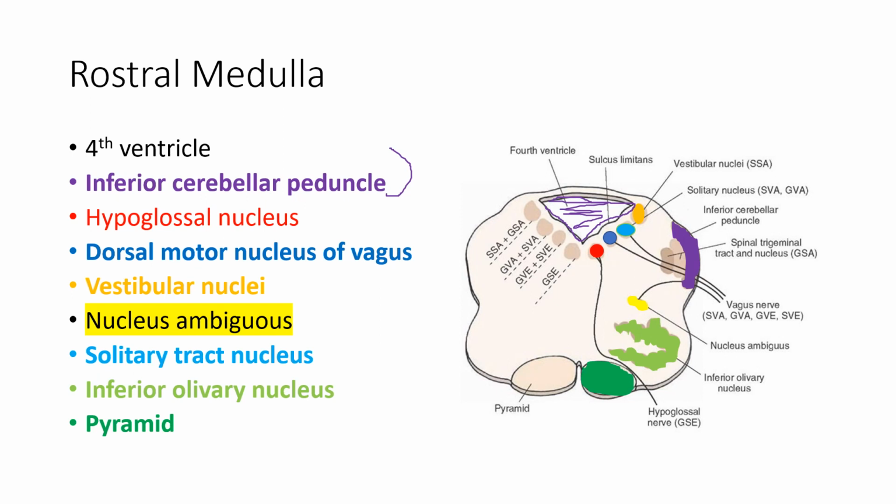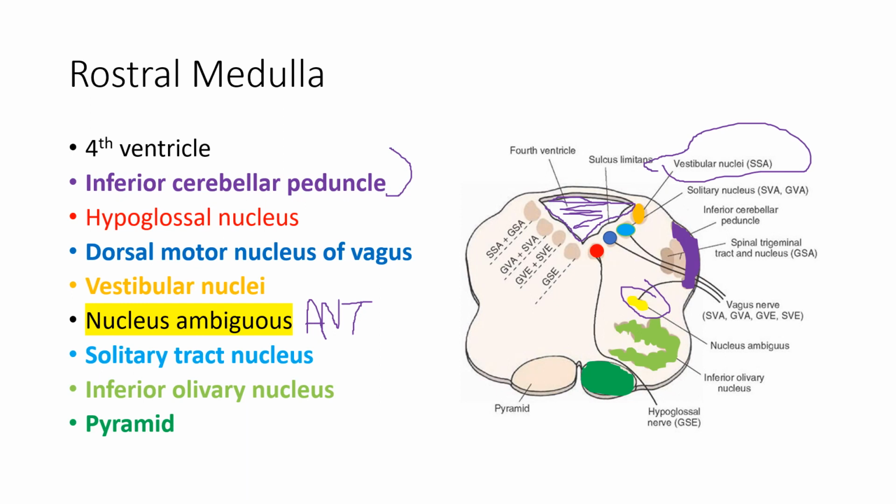Hypoglossal nucleus is in red. Dorsal motor nucleus of vagus in blue here. Vestibular nuclei is in orange here. Nucleus ambiguus, yellow. Okay, ambiguus is going to be 9 and 10. My mnemonic for that is ant. So cranial nerves 9 and 10 are going to come through here as well.